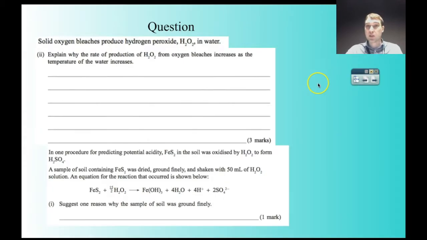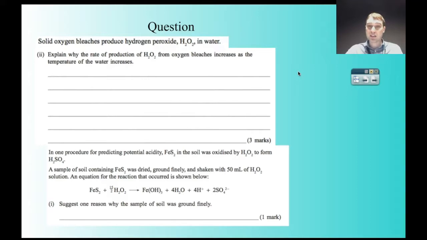So let's look at some questions. The first question says, solid oxygen bleaches produce hydrogen peroxide in water. Explain why the rate of production of hydrogen peroxide from oxygen bleaches increases as the temperature of the water increases. So as the temperature of the water increases, the molecules present have more kinetic energy. That means you're going to get more collisions between the reactant particles to start with, so there's going to be more collisions per unit time, and therefore on average there's going to be more successful collisions per unit time, and that's going to increase the reaction rate.